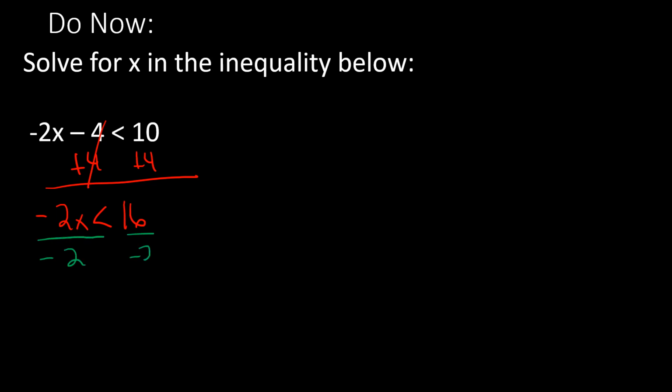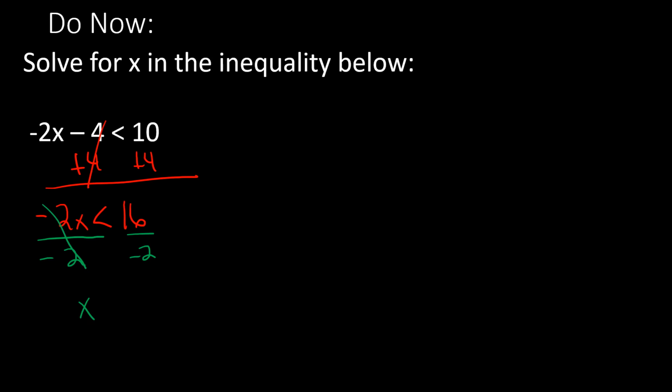If I'm going to solve this, I'm going to use reverse operations to isolate my x value. So I'm going to add 4 to both sides. This simplifies out. I've got negative 2x is less than 16. From here, we still don't have x isolated. We need to remove that negative 2 or simplify it out. So we're going to divide both sides by negative 2. And we are left with x.